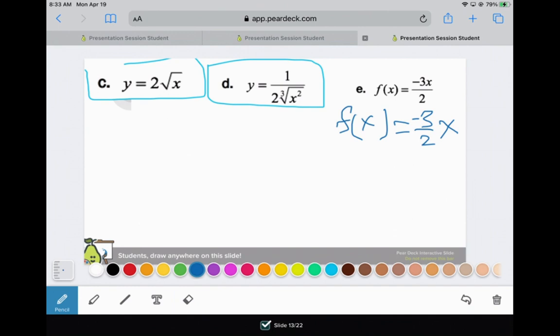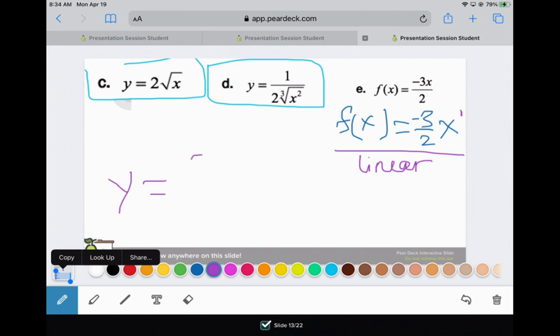Some of you asked me earlier, if you don't see the power, is it safe to assume it's 1? Yes. That is the power of 1. It's just that we don't write the 1. If you want to, you could, but you don't have to write out the 1. If you look at this one, this is the one with the power of 1. If it's a power of 1, it's a linear function, right? If I'm going to rewrite this one, negative 3/2 x.